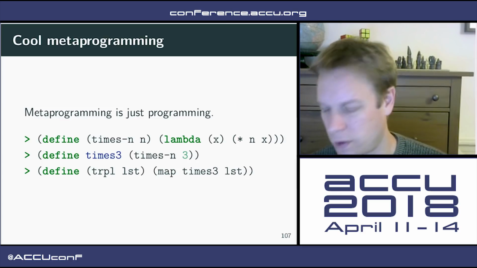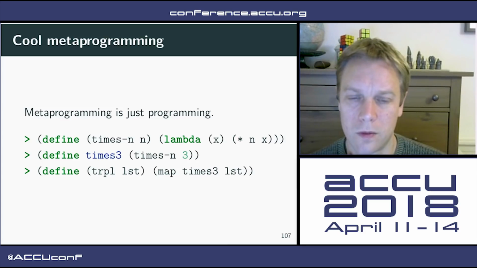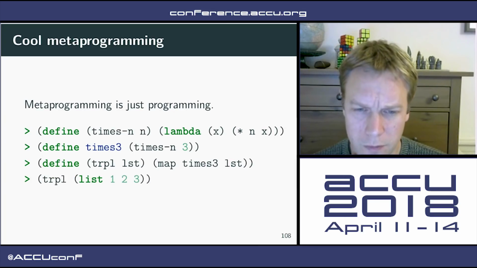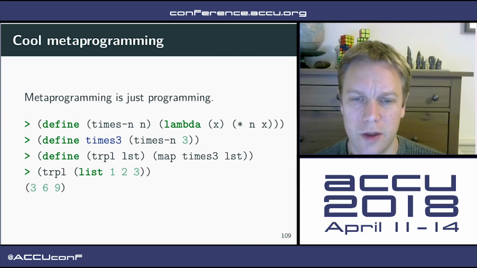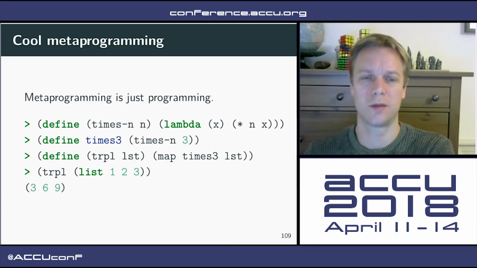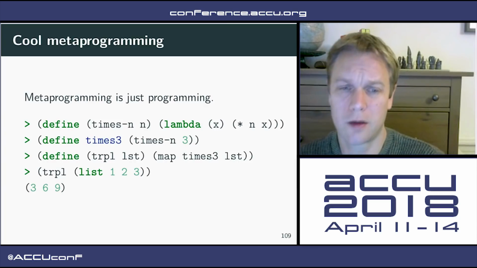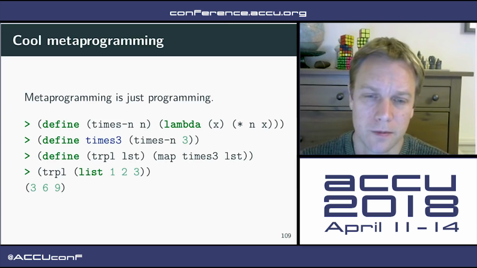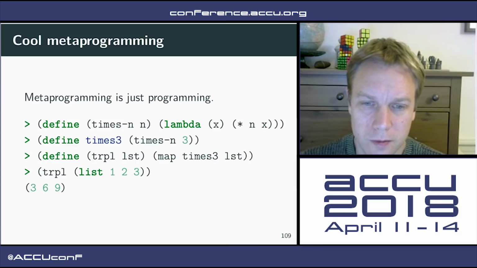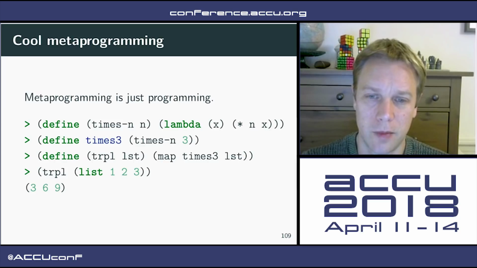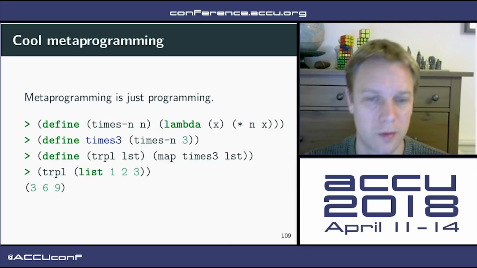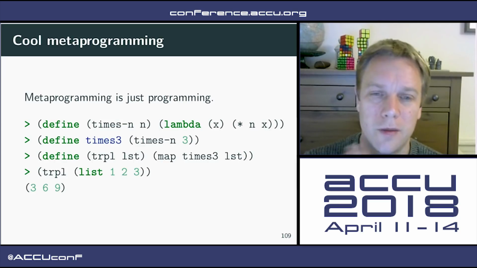And now we've got a new name called triple, which is a function that takes in a list and multiplies everything in that list by 3. So when we call triple and pass in a list of 3 numbers, we get back all those numbers multiplied by 3. So again, we've given a name to this new thing called triple, which is built by things that we built by calling functions, returning functions, things like that. So that's what I mean when I say metaprogramming is just programming.